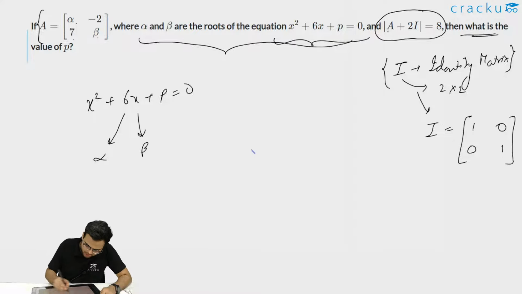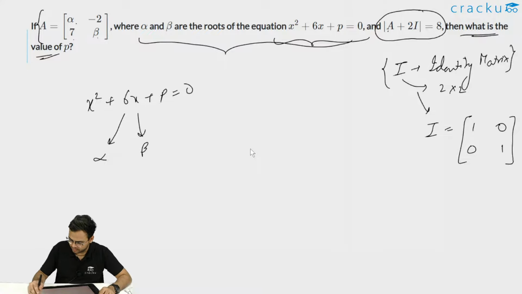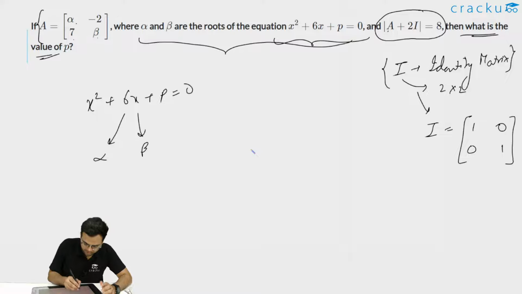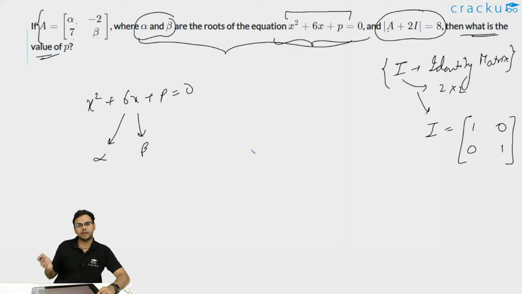Then what is the value of P? We have to find the value of P. Step by step, just keep solving the question. What is given to us? First information given to us is that alpha and beta are the roots of this equation. Second information is that the determinant of A plus 2I is equal to 8.